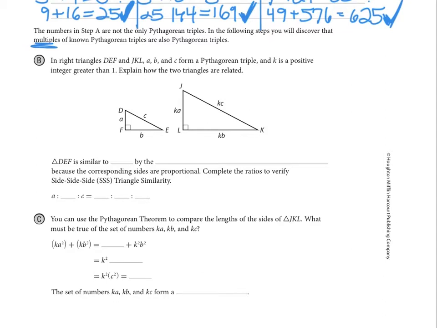So in this diagram, in part B, we have triangles DEF and triangles JKL, and they're similar because they're right triangles and their sides are in proportion, as we can see here.